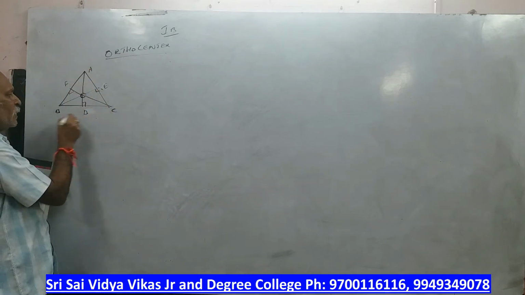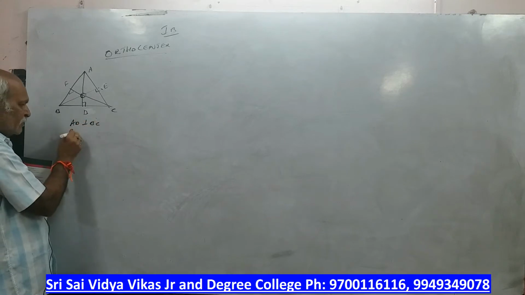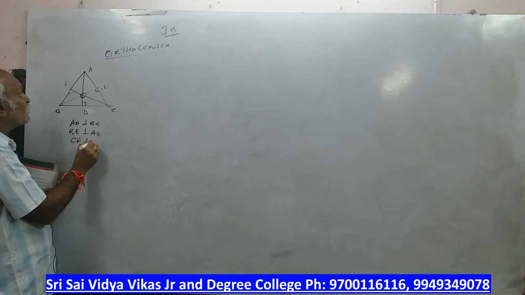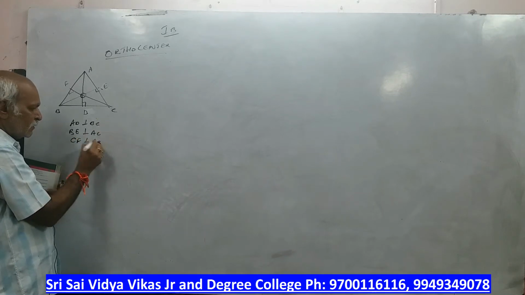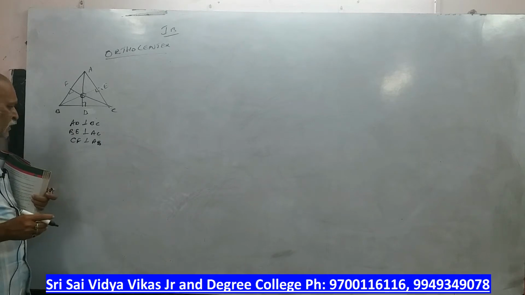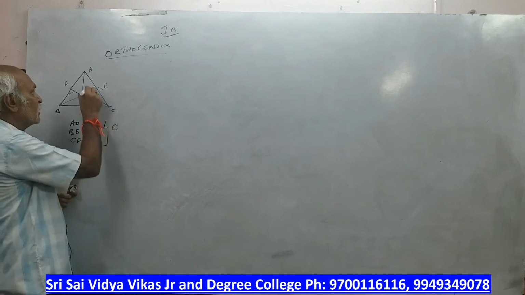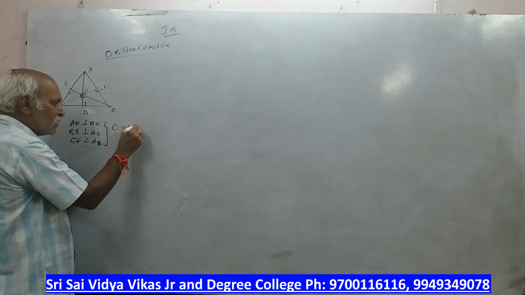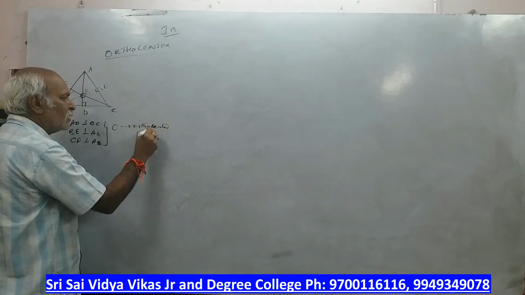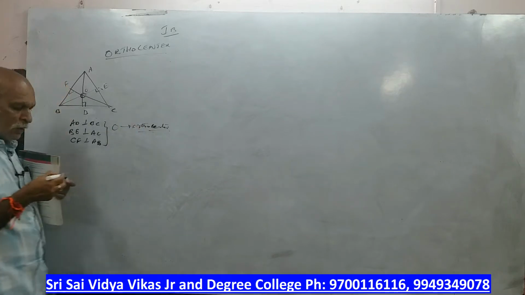From the vertex, if you draw a perpendicular, it makes 90 degrees. AD is perpendicular to BC. Similarly, BE is perpendicular to AC and CF is perpendicular to AB. All these three will meet at O, sir. This is called the orthocenter.